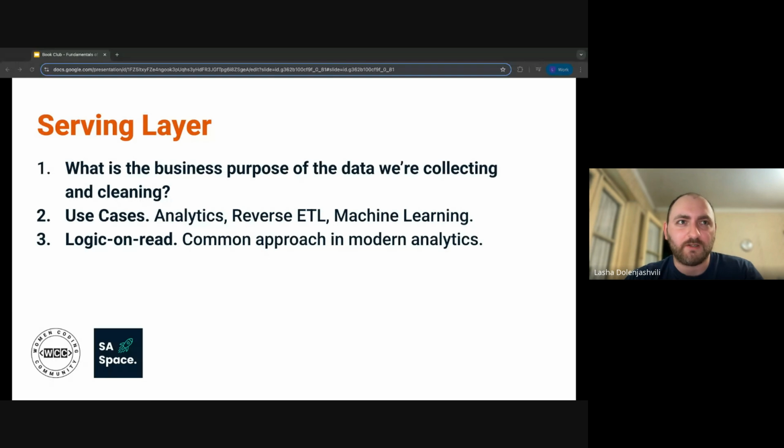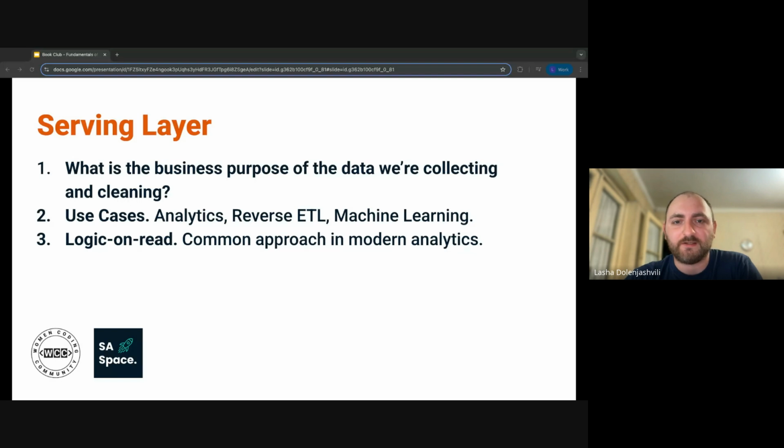Because I've seen many pipelines that collect data from many different sources, but then there is no one who uses this data. Of course, every data pipeline is connected to cost, and we don't need data that will become obsolete or that we will never use. So the main use cases for the serving layer might be analytics, machine learning, and reverse ETL.